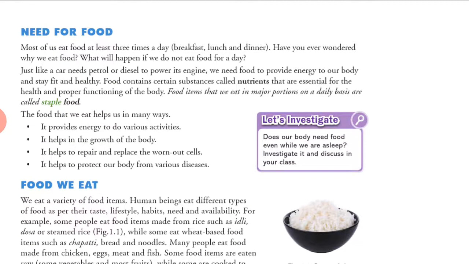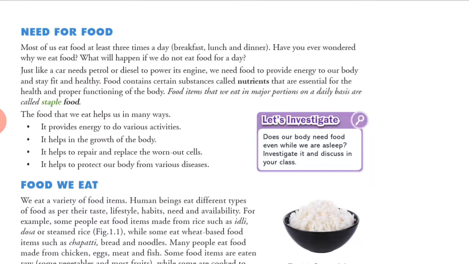Most of us eat food at least 3 times a day: breakfast, lunch, and dinner. Have you ever wondered why we eat food? What will happen if we do not eat food for a day?